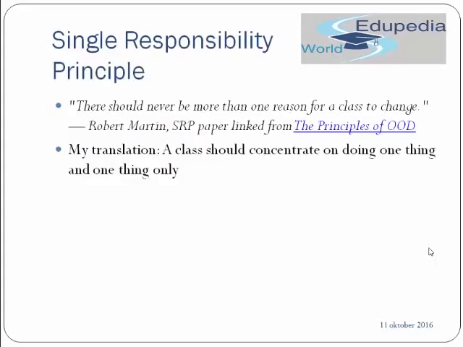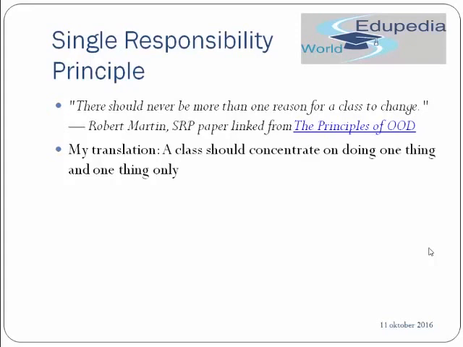Now let's see each of the 5 principles of SOLID one by one. The first principle is the Single Responsibility Principle. It states that there should never be more than one reason for a class to change. It was given by Robert Martin, in the SRP paper linked from the Principles of OOD.